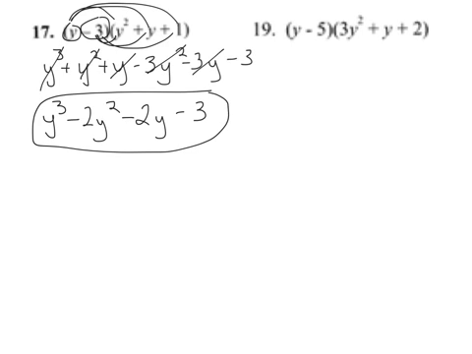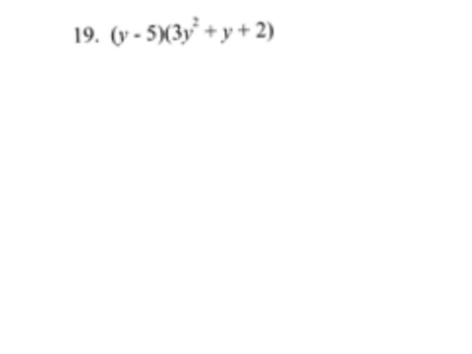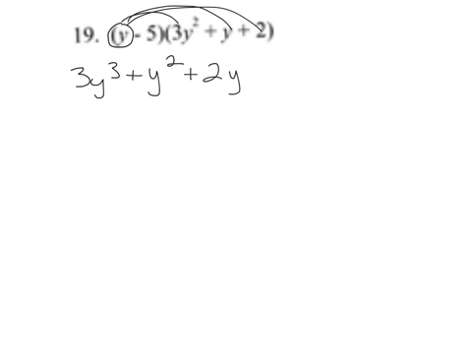Number 19 is the exact same thing. I'm going to clean this up a little bit. So I'm going to start by taking the y. This would give me 3y to the third. Y times y would be y squared. Y times 2 would be 2y. Negative 5 times 3y squared would be negative 15y squared. Negative 5 times y would be negative 5y. And a negative 5 times 2 would be minus 10.